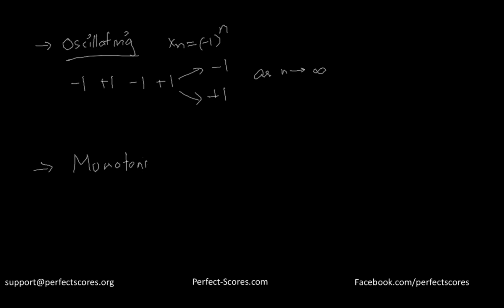Let's say, for example, xn equal to negative 1 raised to the power n. The first term is negative 1, the second term is positive 1, the third term is negative 1, the fourth term is positive 1. So the sequence just keeps on oscillating between negative 1 and positive 1. As n approaches infinity, it's not going to converge or diverge, it's just going to oscillate. Another type of sequence is called a monotonic sequence. Now what's a monotonic sequence? A monotonic sequence is a sequence which either only increases or only decreases.